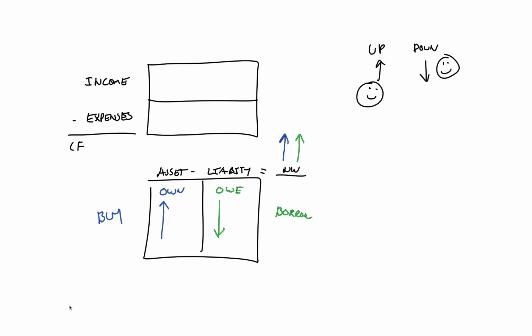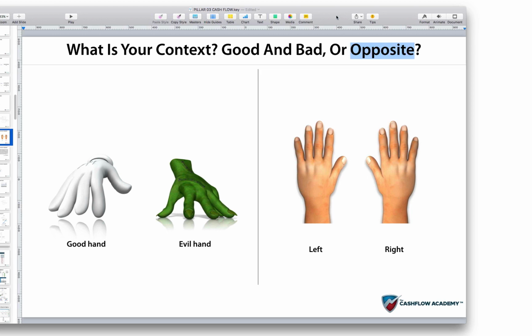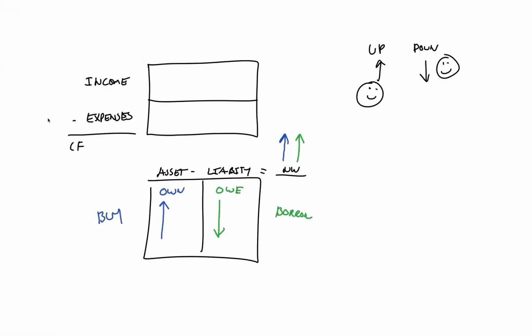So now that we've had a chance to talk a little bit about things being opposite, and just always remember, it's not about the evil hand and the good hand, it's the right and the left. It's simply an opposite. And so we have income and expenses as an opposite. That's 1. Assets and liabilities, that's 2. Buy, borrow, 3. Own, owe, 4. Up, down, right? 5, 6. All of these opposites are here. So let's keep that in mind.